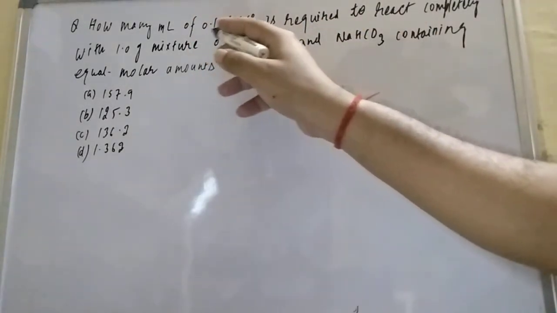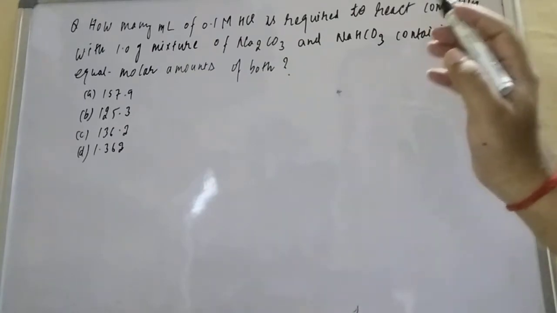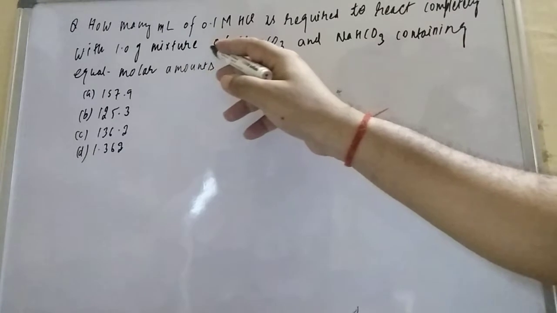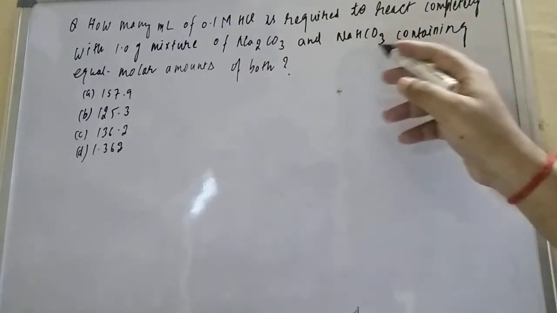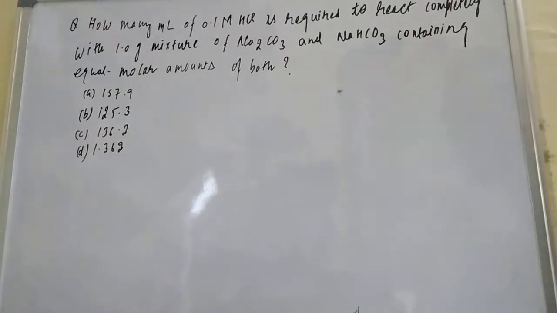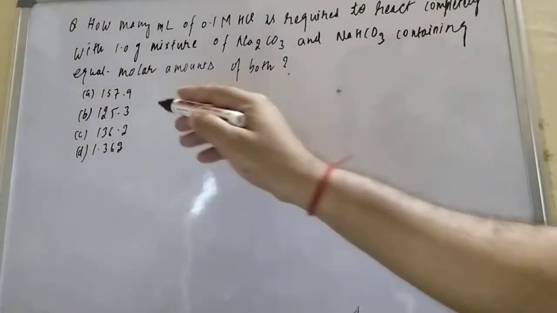Dear student, first of all, you should know what we have to do in this problem, and what the concept behind it is. How many ml of 0.1 molar HCl is required to react completely means total neutralization reaction with 1.0 gram of Na2CO3 plus NaHCO3 containing equal molar amount of both. So that is the concept here.